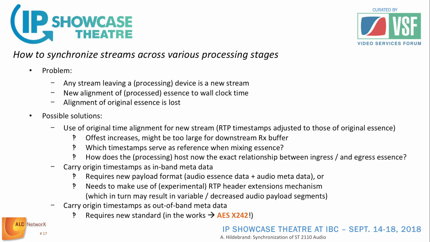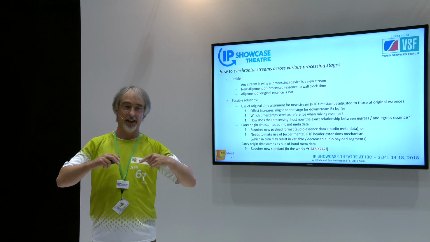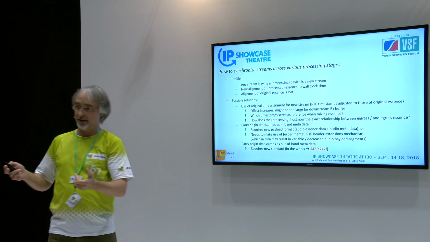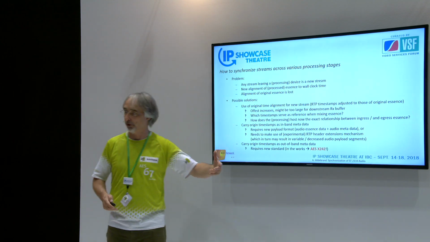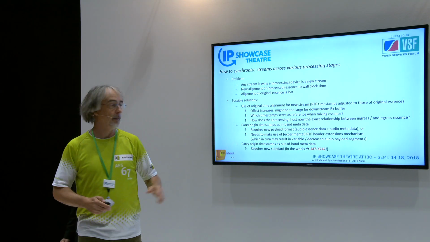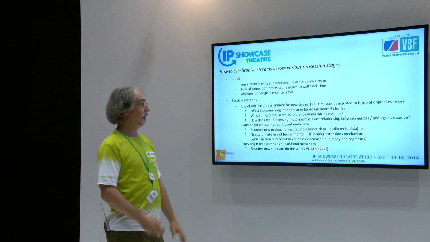If we look at what's currently going on, there's a group in the AES called X242. It's dealing with real-time metadata transport, which could be sample accurately aligned to samples again, to AES67 samples. That would cover much more use cases, of course, it's just transporting the original alignment. But there is work out there which might help solving this problem.